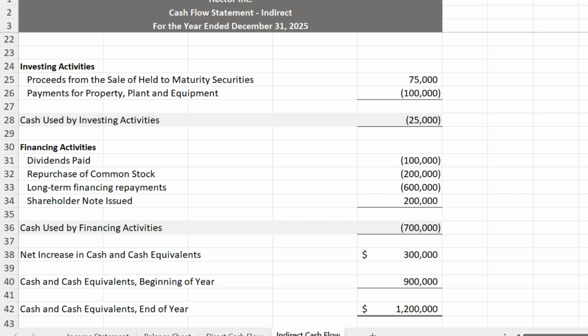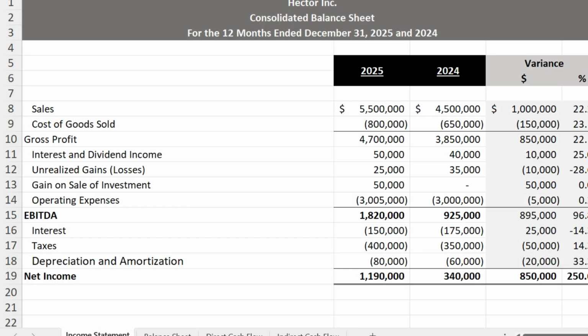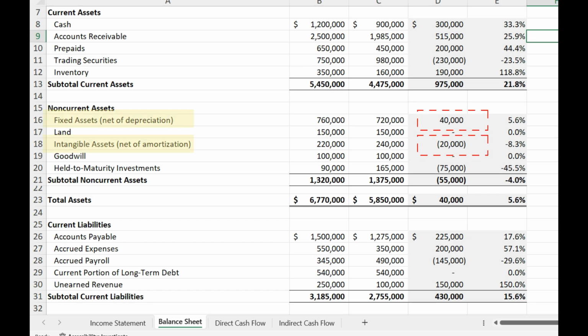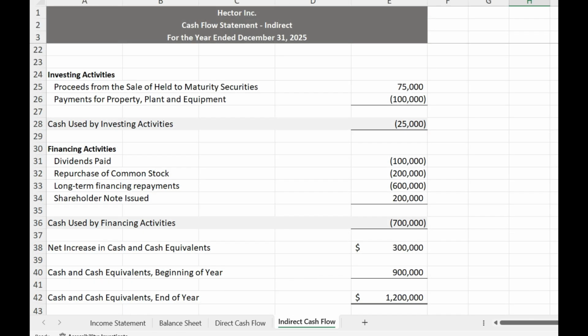Property, plant, and equipment. This is your CapEx. Now, you're way better off having a cash schedule related to your CapEx purchases, but we're going to get it off the balance sheet and income statement again. What we need to do is grab the depreciation and amortization off the income statement. That is what has accumulated on the balance sheet. And we're going to take the difference of the intangibles and the fixed assets as well to get to a net $100,000 of CapEx that was used as cash to buy fixed assets in 2025.